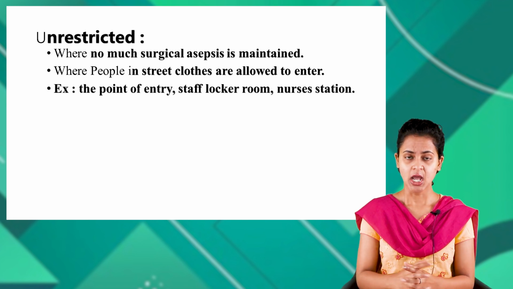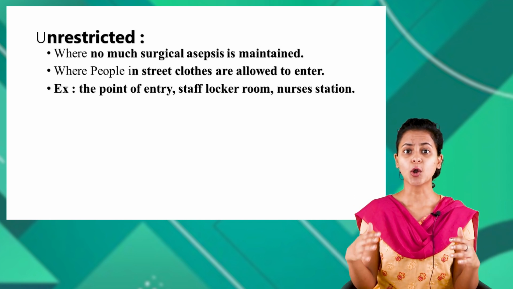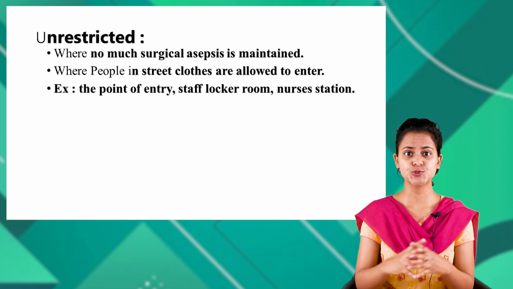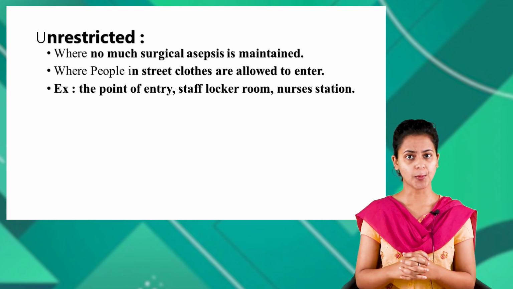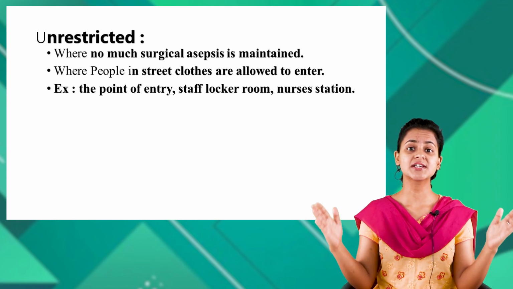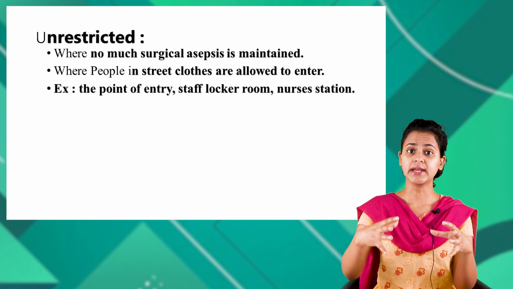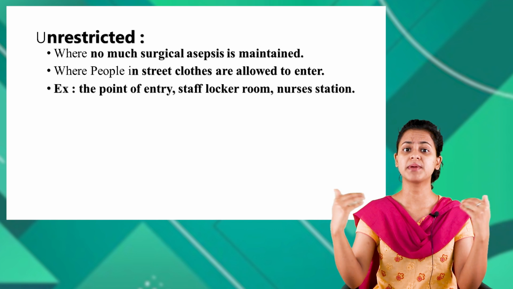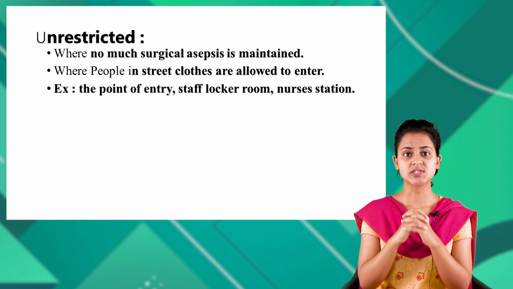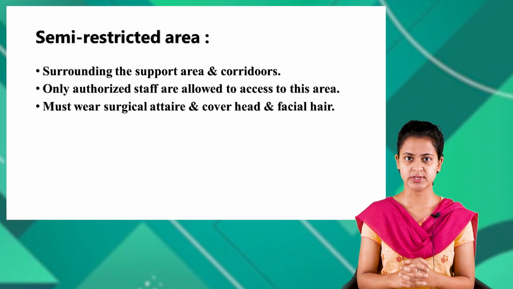Examples of the unrestricted area are the entry point, the staff locker room or the changing room related to the operation theater, and even the nurses station outside of the operation theater. So these are the areas which are considered to be the unrestricted area. These are the points where the surgical team members will be meeting the caregivers of the patient who are undergoing a surgery.